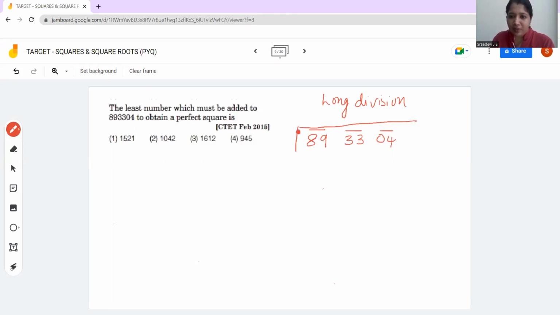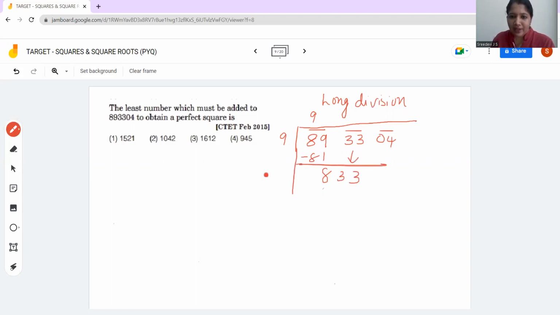So which is the perfect square nearer to 89? That is 81. That is, 9 9s are 81. So 9 9s are 81 here. Then we will subtract. We will be getting 8. Then next, 33 will come here.